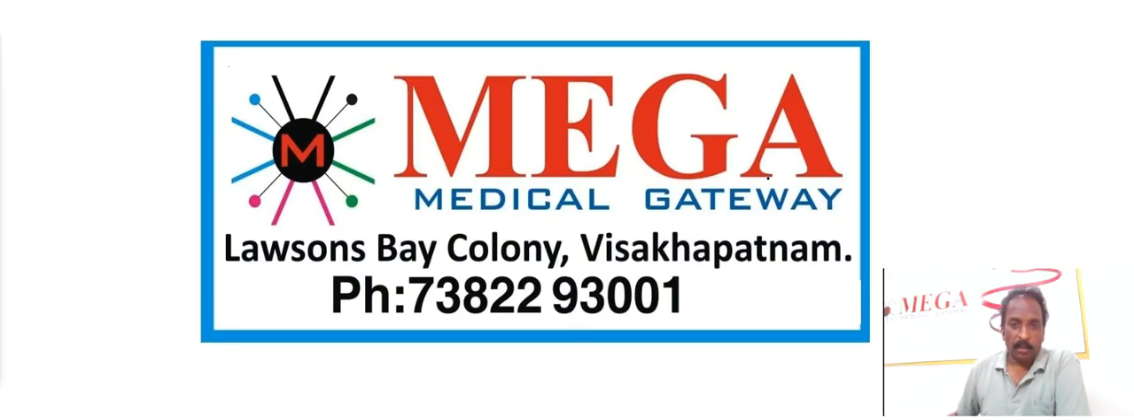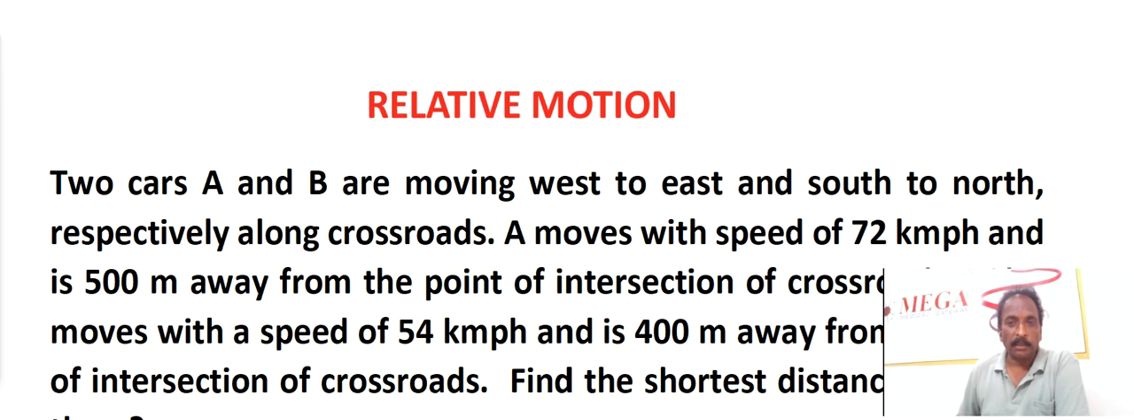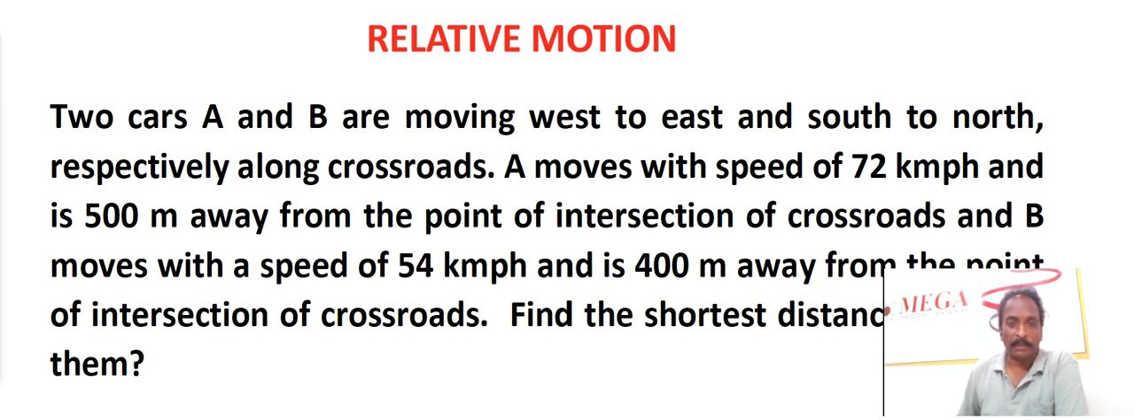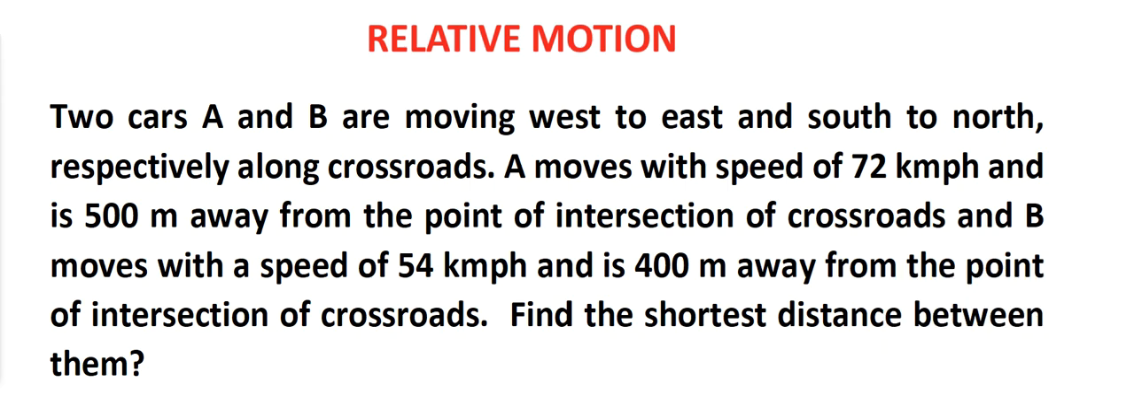Hello. Now let us consider a problem on relative motion with different speeds and calculation of shortest distance between the objects. Two cars A and B are moving west to east and south to north, respectively along crossroads. A moves with a speed of 72 kmph and is 500 meters away from the point of intersection of crossroads, and B moves with a speed of 54 kmph and is 400 meters away from the point of intersection of crossroads. Find the shortest distance between them.